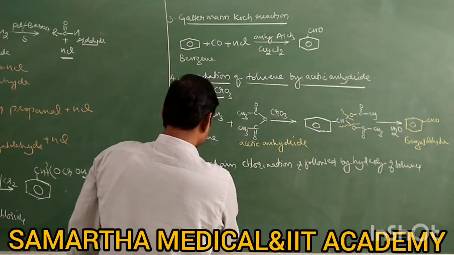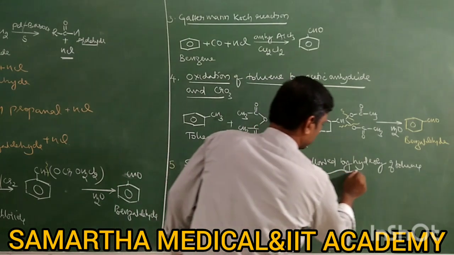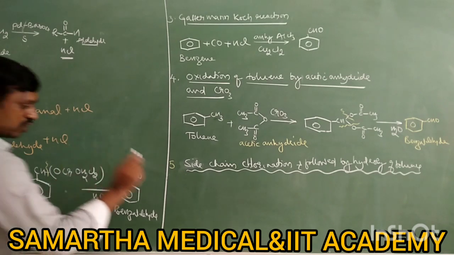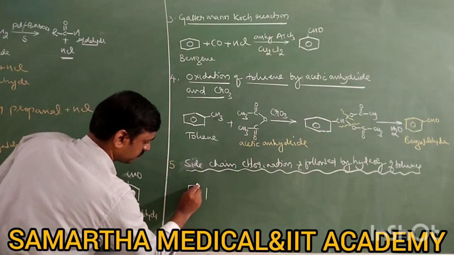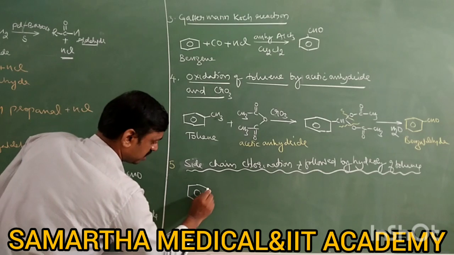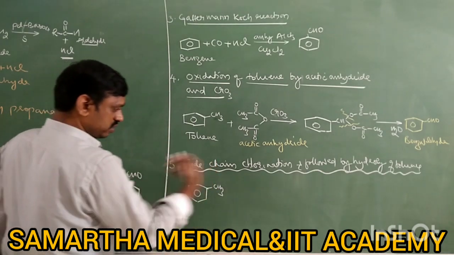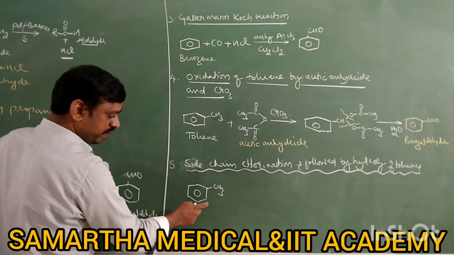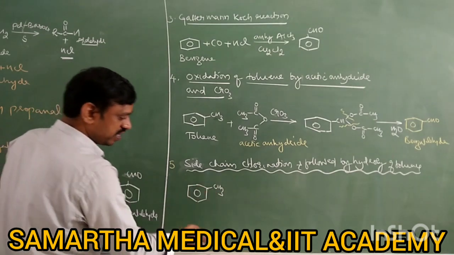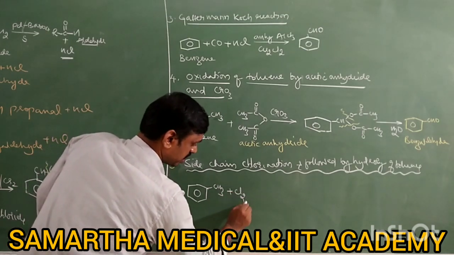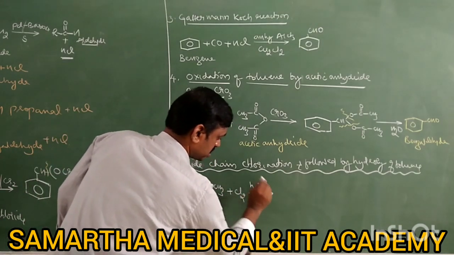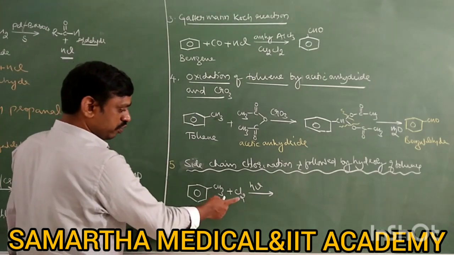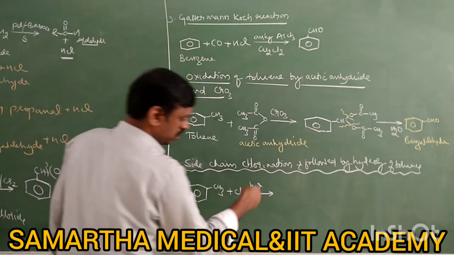So therefore, side chain chlorination followed by hydrolysis of toluene. The heading itself gives the meaning. Take toluene, a benzene ring containing a CH3 group. Side chain chlorination means chlorination has to be done on the methyl group, not the benzene ring. The side chain is a methyl, therefore here is side chain chlorination. It must be in the presence of hν. It is a free radical substitution reaction, therefore chlorine gets substituted on the methyl.